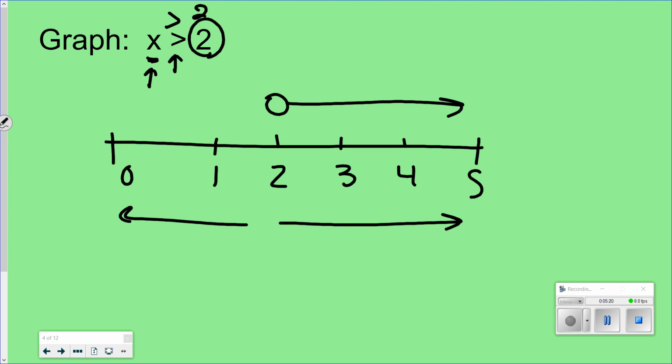So 2, notice that even though 2 has a dot above it, it's not filled in. That means the solution set does not include 2. If it was filled in, if it had an or equal sign to it, and we color it in, then that means the solution set includes 2 and goes up. So that's why we have an open and a closed dot. It tells us what's included in that solution set.